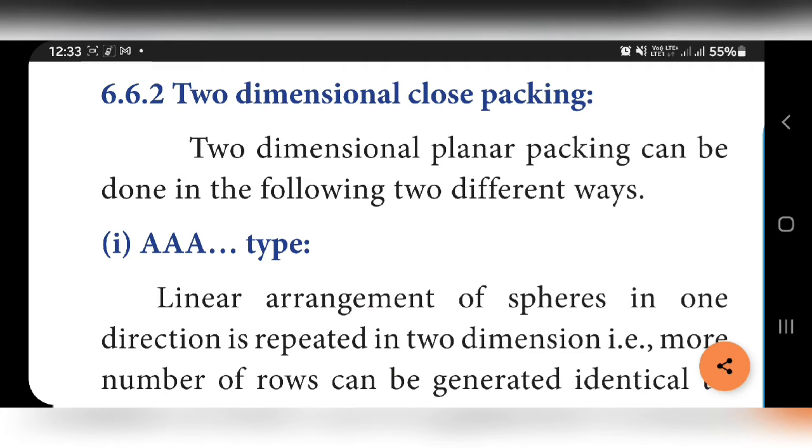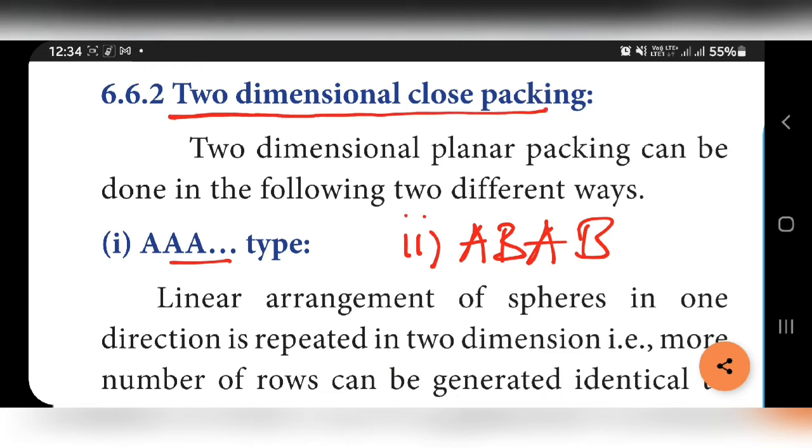Next one, two-dimensional close packing. Two-dimensional planar packing can be done in the following two different ways. So here atoms are packed in two different ways. One is AA type, another one is AB type. We are going to learn these two types in this two-dimensional close packing topic.